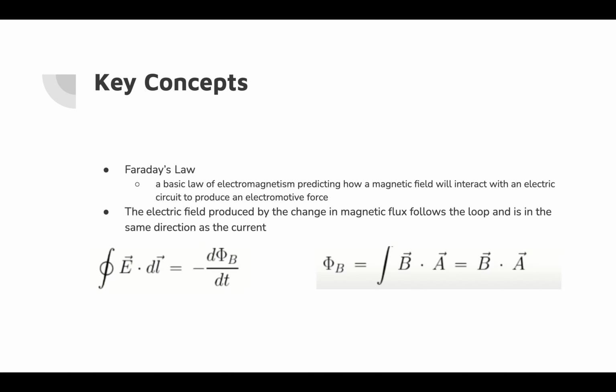Key concepts in this lab include Faraday's law, which is a basic law of electromagnetism that predicts how a magnetic field will interact with an electric circuit to produce an electromotive force, and the electric field produced by the change in magnetic flux follows the loop and is in the same direction as the current.